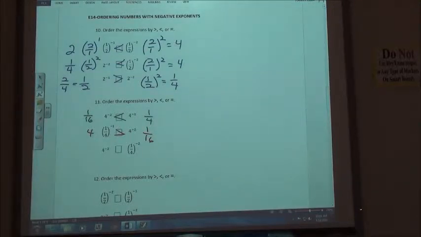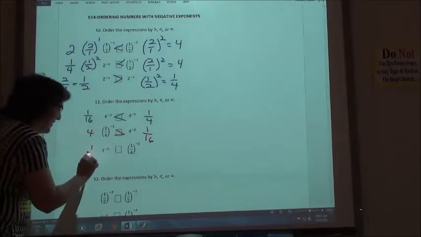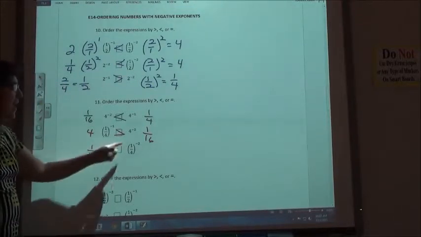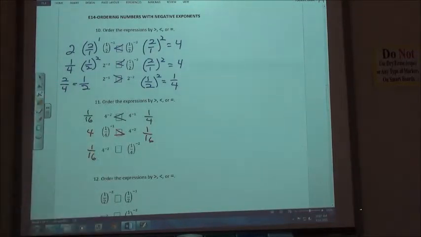So on the next one, we have 4 to the negative 2, which we already did and said was 1/16. If I have 1/4 to the negative 2, what am I going to get? 1/8? Nope. Or 1/16? Nope. Wait. If it was a positive 2, it would be 1/16. Negative 1/16? No. Wait. What does the negative do?